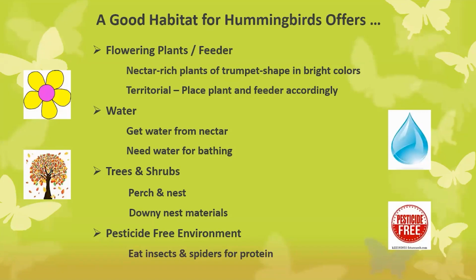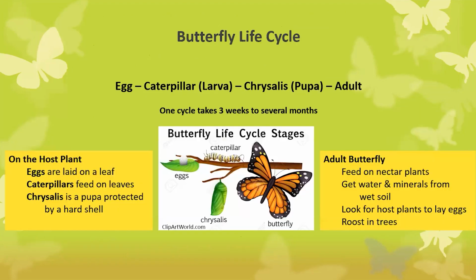And finally, hummingbirds eat insects and spiders for protein. They don't just drink sugar water. So it's really helpful to keep our gardens pesticide-free because we don't know the many ways pesticides can reach these little birds. All right, moving on to butterflies.